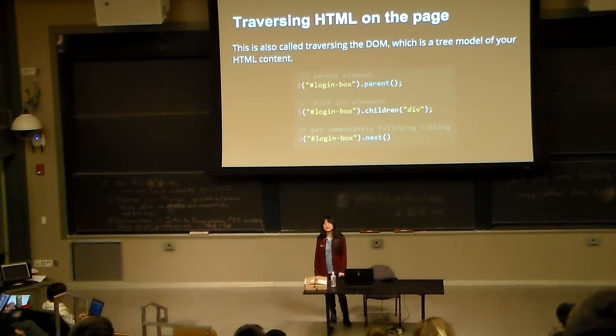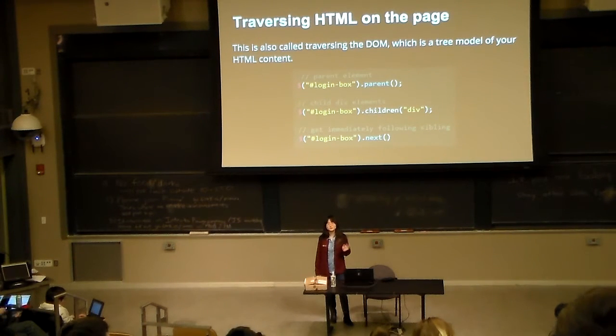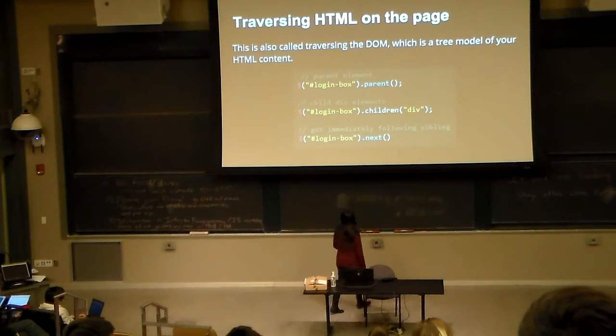So now that we know how to select elements on the page using jQuery, another important function is traversing through the elements on your page. And this is where the document object model that Monday mentioned earlier comes in. So who here has heard of a tree before? So not that many people. So I'm going to draw an example.